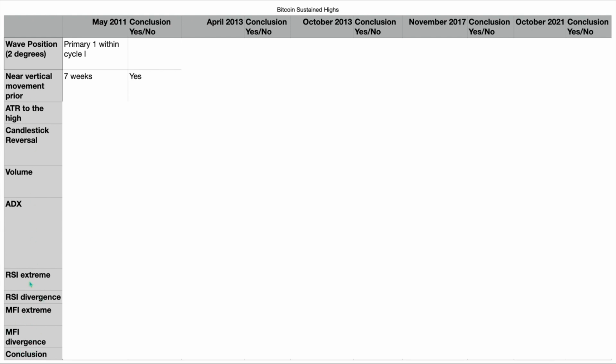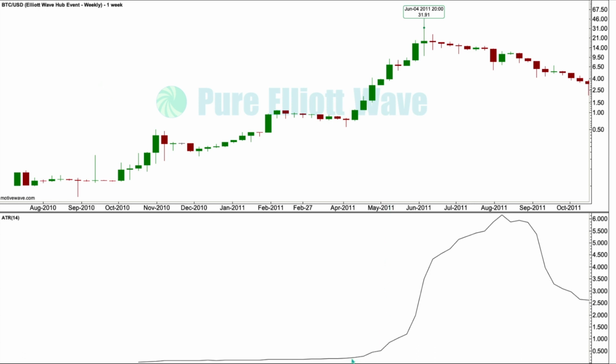So these are the ones I'm choosing to look at in conjunction. I'm weighing up the evidence of all of these, and I'm saying how many of these conditions are met. Okay, so for May 2011, yes, we see near vertical upward movement. As we look at ATR, slow start, accelerate through the middle, explode at the end. So there was strong upward movement at the end.